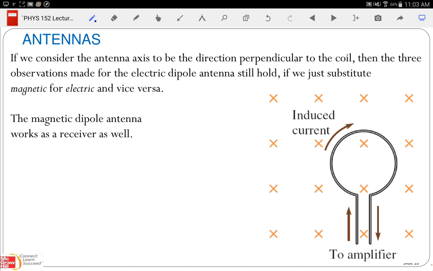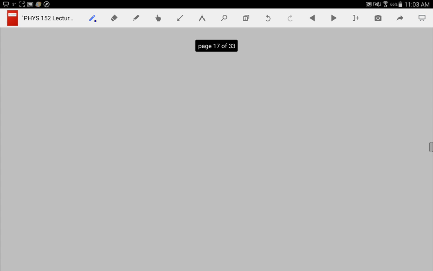So here's a picture just showing how a loop antenna works. Let's move on.